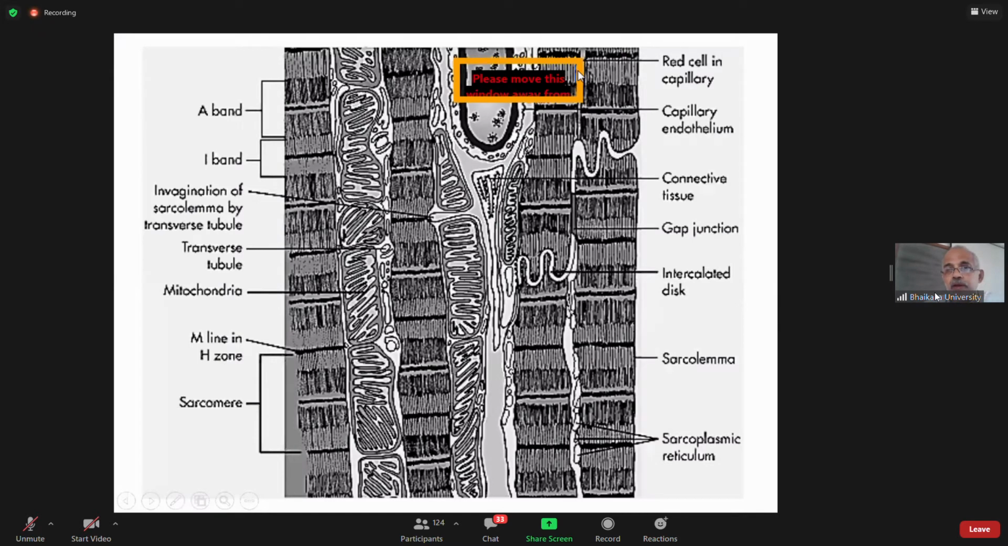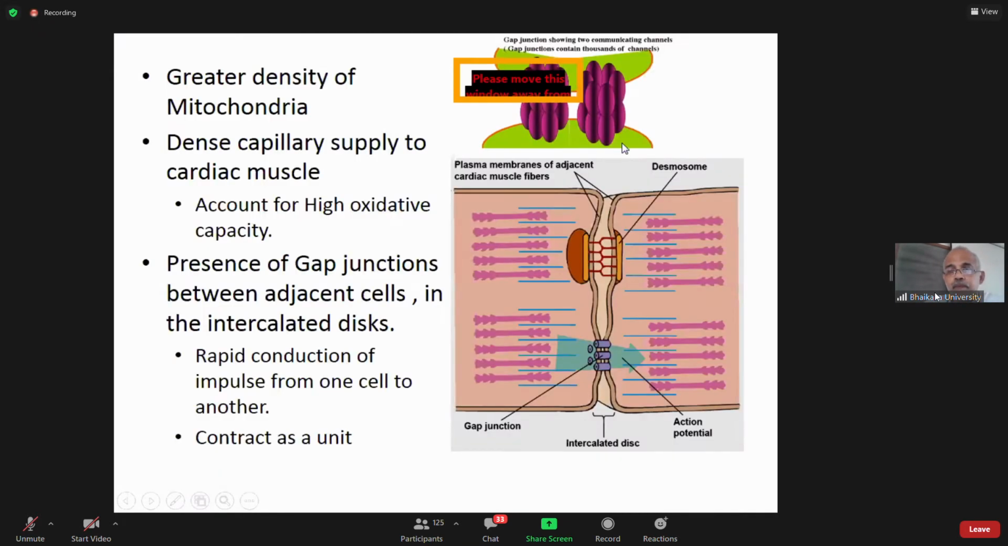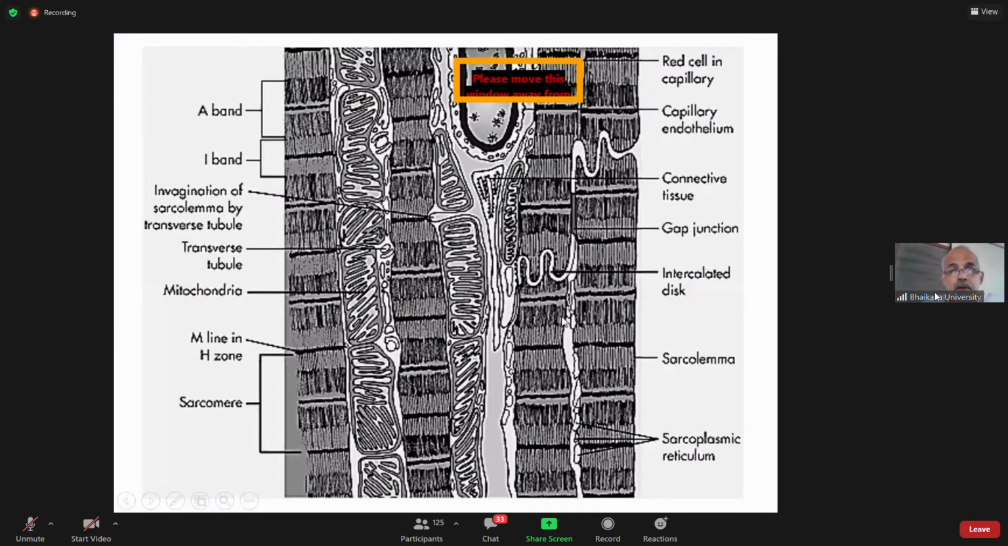This is more like a cartoon of the cardiac muscle structure. It is supplied with a lot of mitochondria because it requires ATP. Extensive blood capillary circulation will be there, so it supplies ATP. The low resistance intercalated discs with gap junctions are important for the conduction of impulse rapidly to the whole musculature. So the whole muscle will contract as a unit.